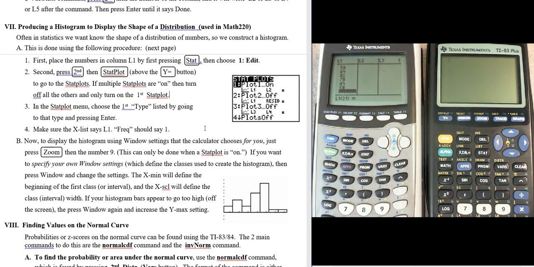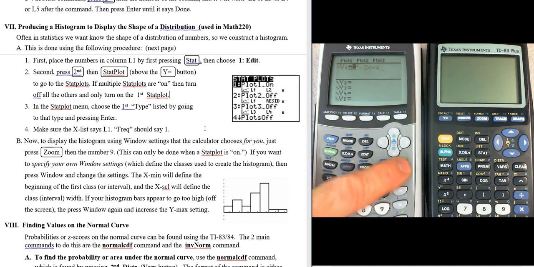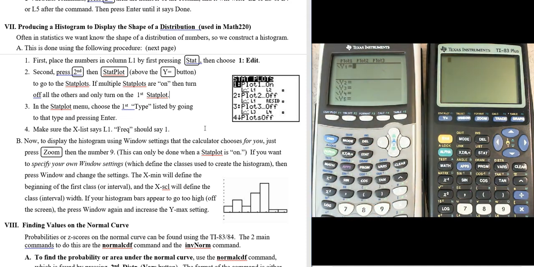And to do a histogram, first of all, I recommend that you hit the Y equals button and get rid of any functions you have in the function editor. All right. So then you need to go to stat plot. Now you see above the Y equal button, you see stat plot. So go second stat plot, and you need to turn on the first stat plot.